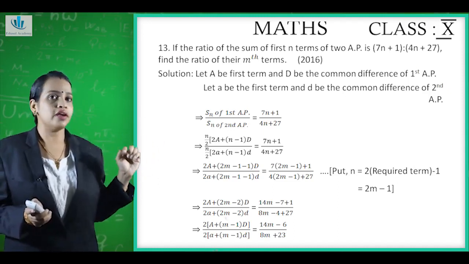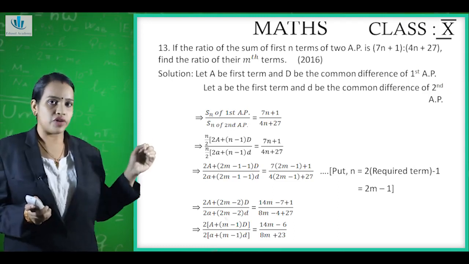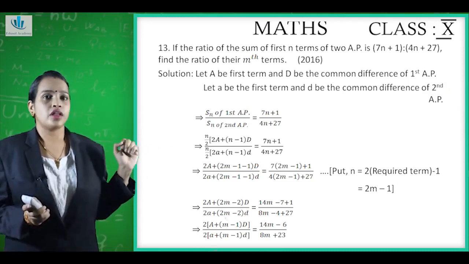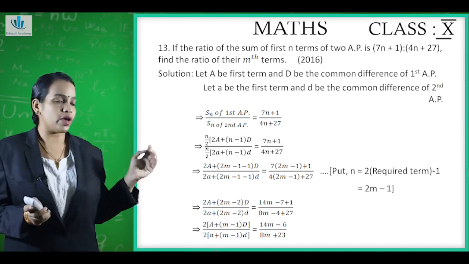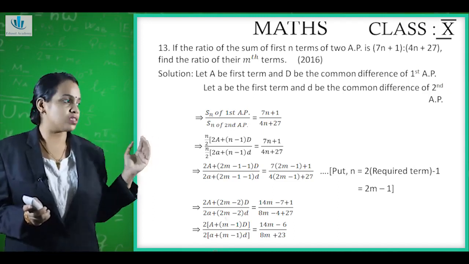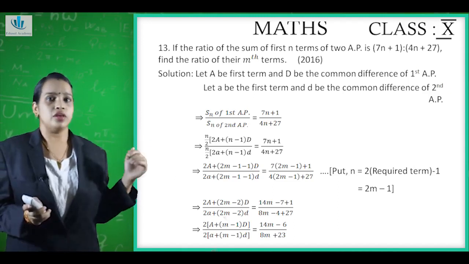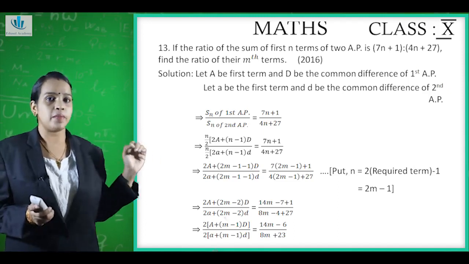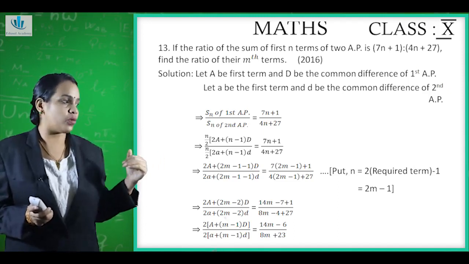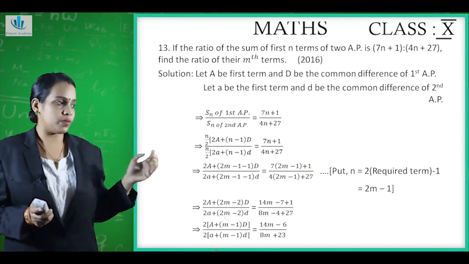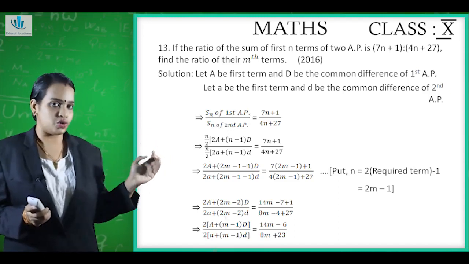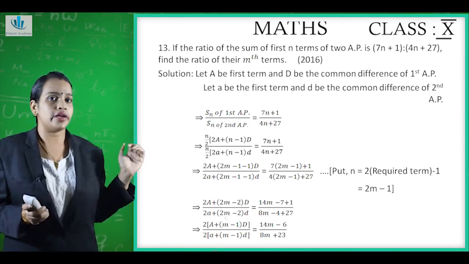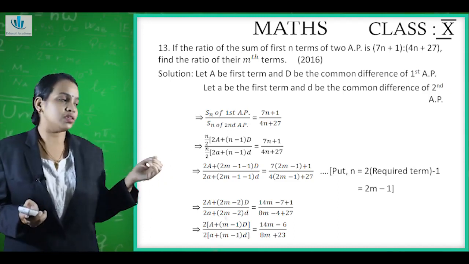We will open the bracket, so it becomes 7 into 2m, it gives 14m, minus 7 into minus 1 gives minus 7, plus 1, upon, now again we will open the bracket, so 4 into 2m gives 8m, minus 4 into minus 1 gives minus 4, plus 27. Now what we will do, we will take 2 as common, so it becomes 2 into A plus m minus 1 into D. Again on the denominator side also we will take 2 as common, so it becomes 2 into a plus m minus 1 into d is equal to 14m minus 7 plus 1 gives minus 6 upon 8m minus 4 plus 27 gives 23.